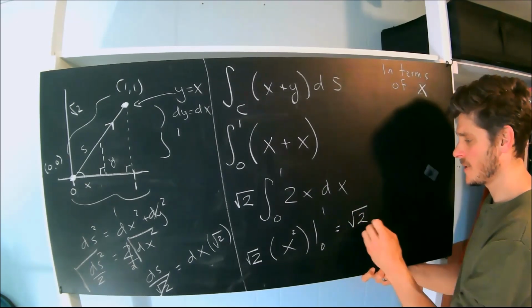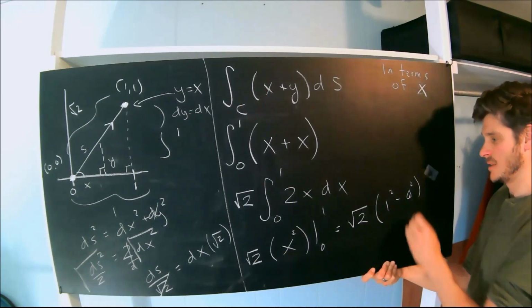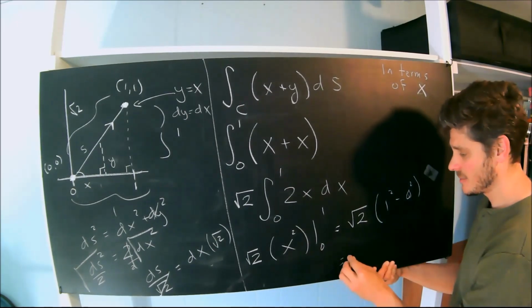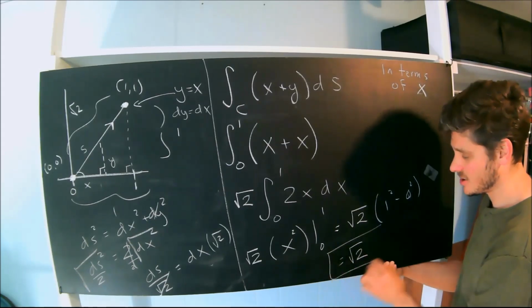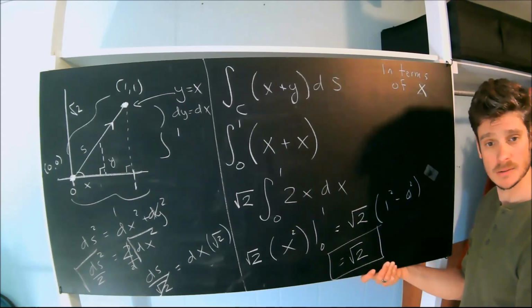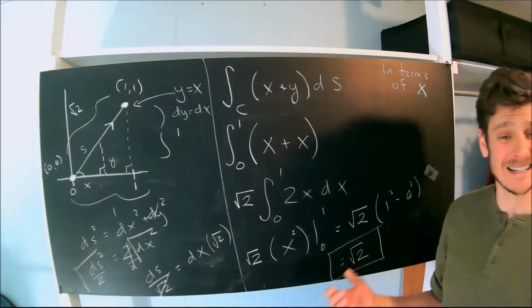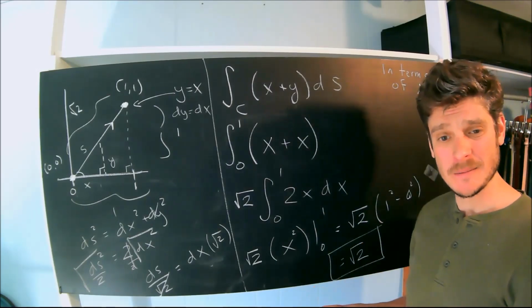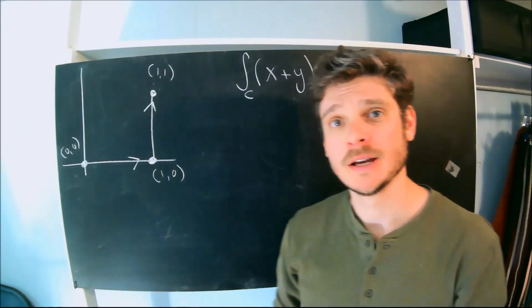So we get root 2 times 1 squared minus 0 squared. And that's about as easy as it gets. My answer is just root 2. The same exact answer I got before. And so it doesn't matter if we parameterize in terms of s or x, we should get the exact same thing. Alright, time for example number 3.